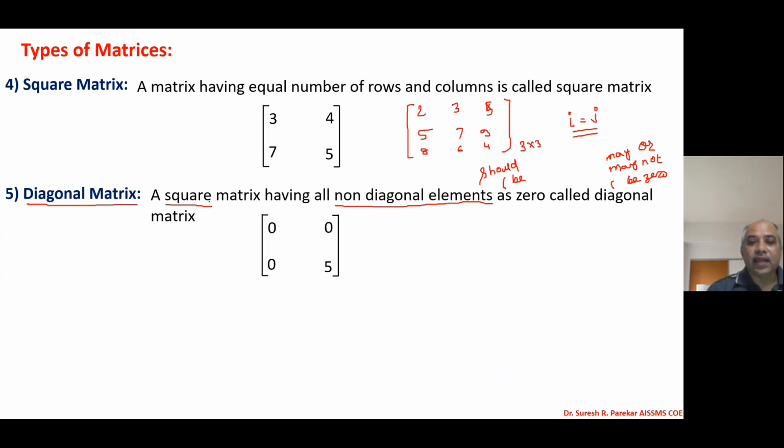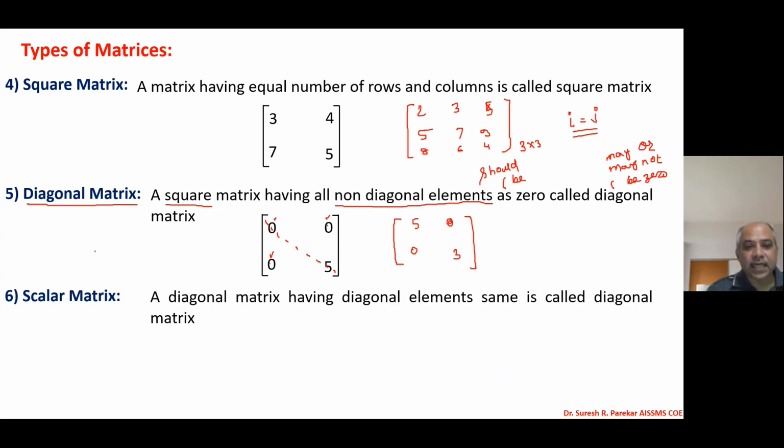Then we can have this. Now you can see non-diagonal elements. We have diagonal along this, so these two are non-diagonal elements, and both are 0. Now if this diagonal one is also 0, then also it's okay. But non-diagonal elements should be 0. You can have it in this way also, 5, 3, but the non-diagonal should be 0. So that matrix we are going to say as diagonal matrix.